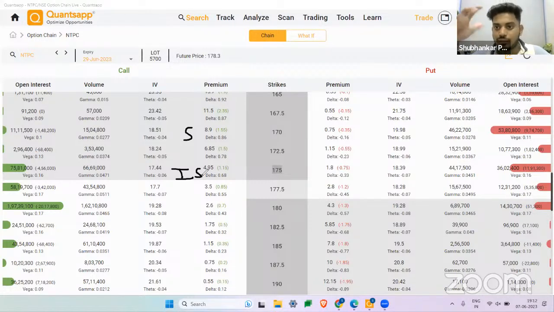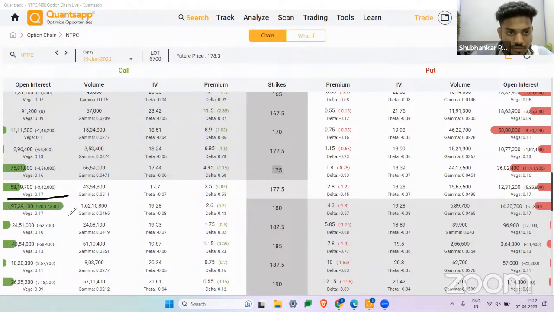Sometimes there would be scenarios like this, wherein there are two heaviest put strikes. So over here, if you see, 170 put also has significant open interest and 175 put also has significant open interest. So whichever is bigger, that will act like the major support, and whichever is smaller relatively will act like the immediate support. So what is the major resistance for NTPC? What I can make out is 180 call is the major resistance for NTPC. So that's that.